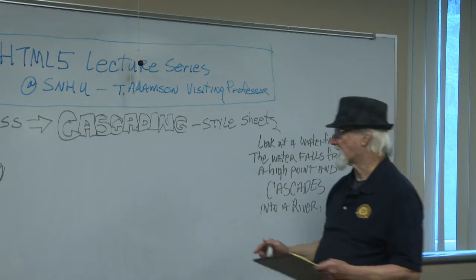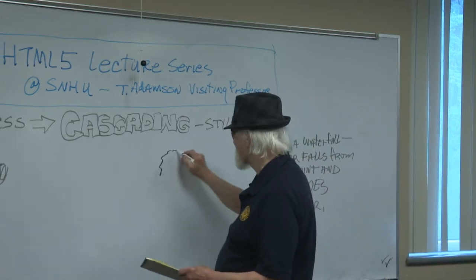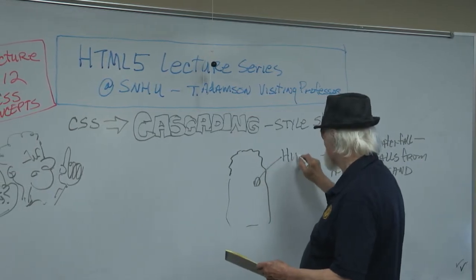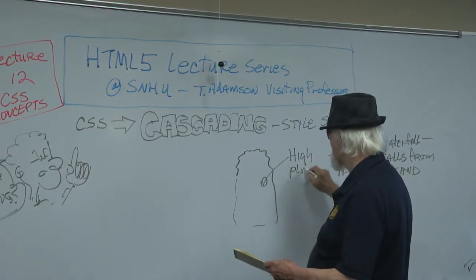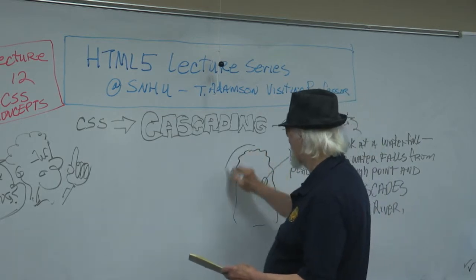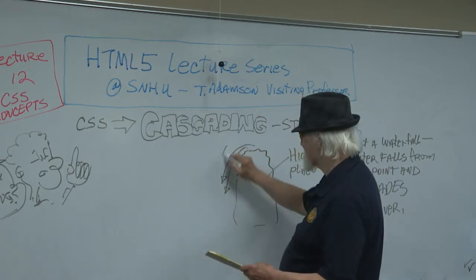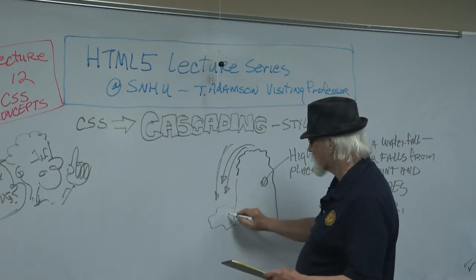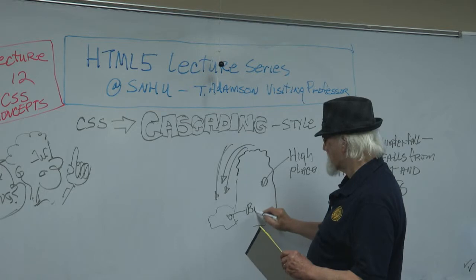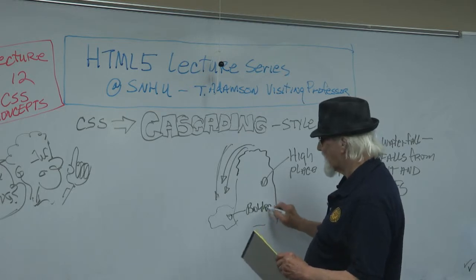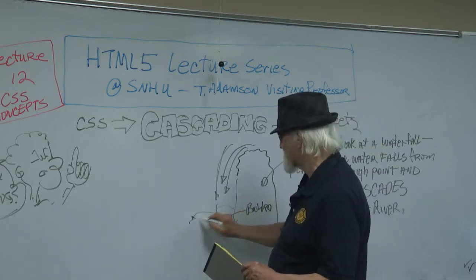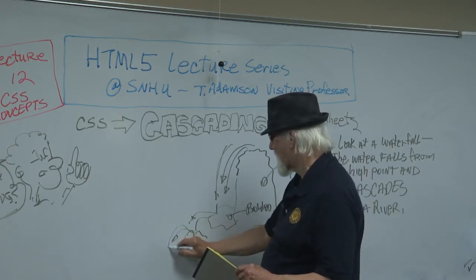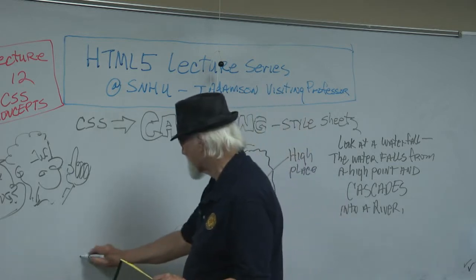Well, what does it mean by that? Well, let's get a high point here where the water is going to fall from. Okay, let's say this is a high place. And the water is falling. This is the water falling. And it goes in a certain direction, and then some of the water hits a boulder. Let's say this is a boulder. When it hits the boulder, its direction changes. If it hits another boulder, its direction changes again until it hits the river. This is the river.